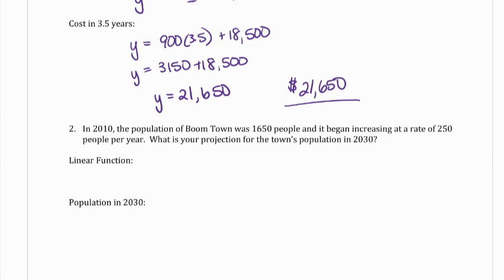Okay, the next one says in 2010, the population of Boomtown was 1,650 people, and it began increasing at a rate of 250 people per year. Again, I see this rate of 250 people per year. So I know that's my slope. I've got that piece, right?